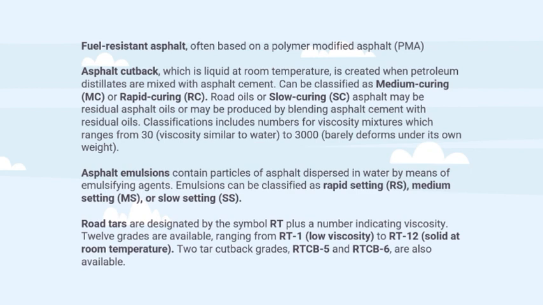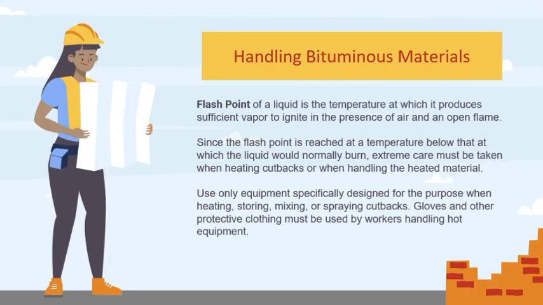So lastly, for road tars, designated sila by symbol RT plus number indicating viscosity naman. Ranges from 1 to 12. So RT-1 is low viscosity and RT-12 is solid at room temperature. Dito naman tayo sa handling bituminous materials.